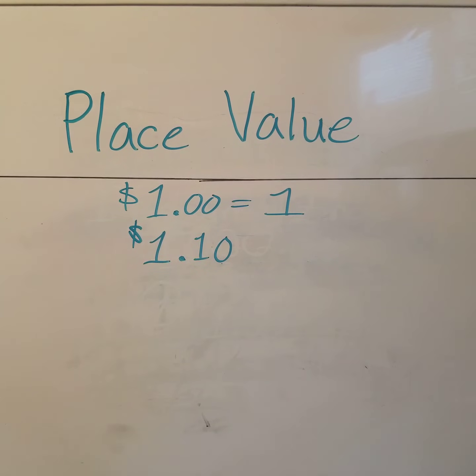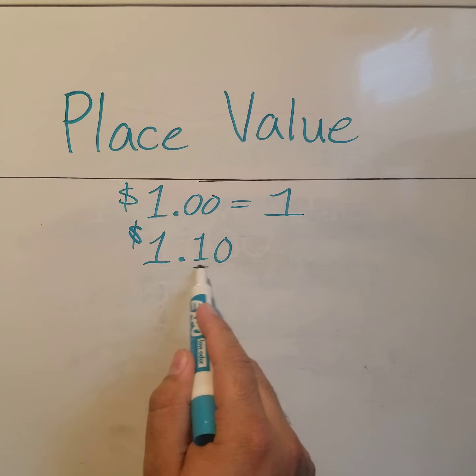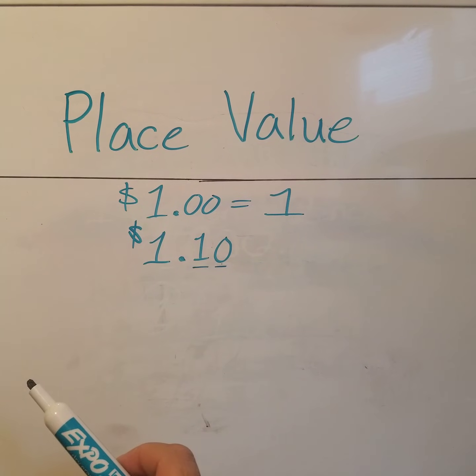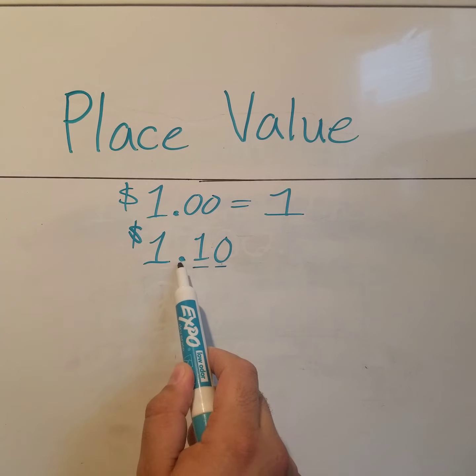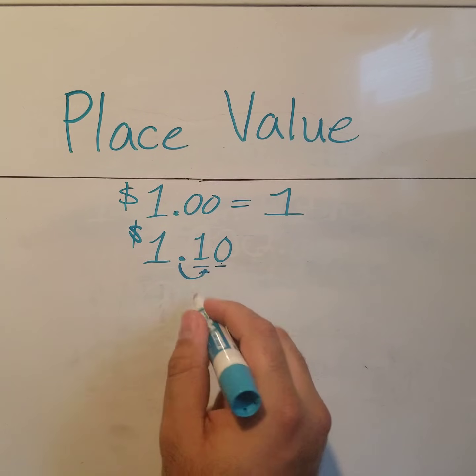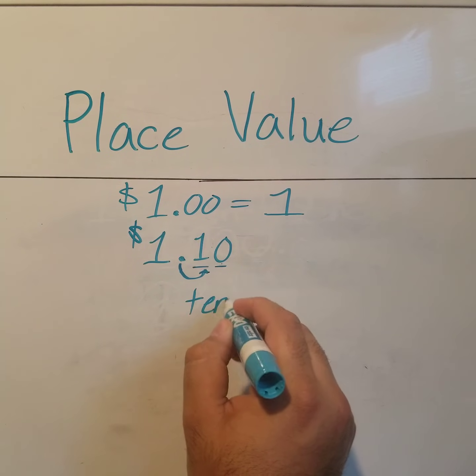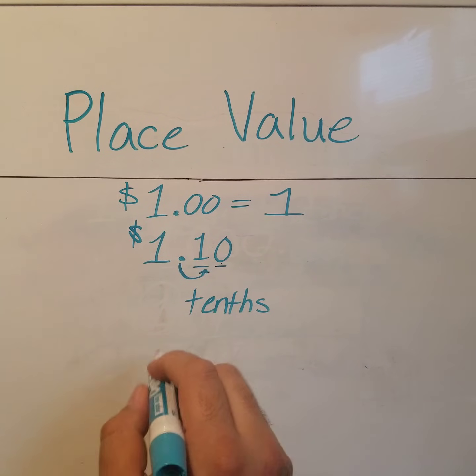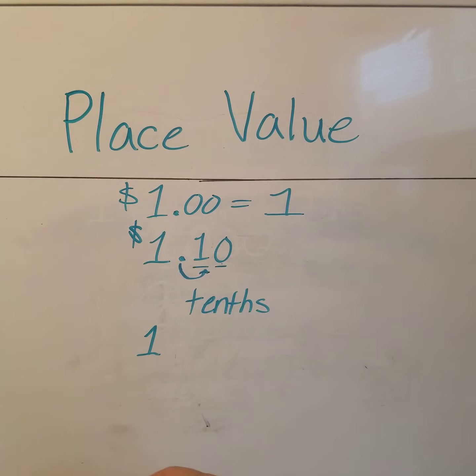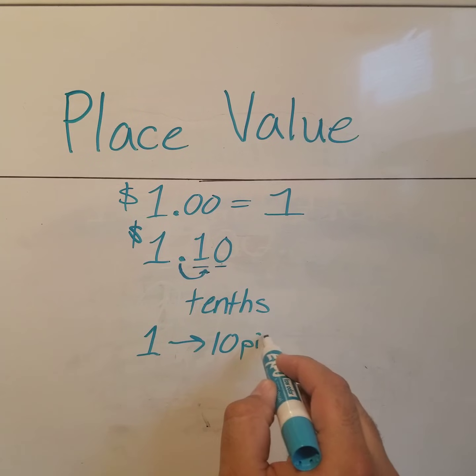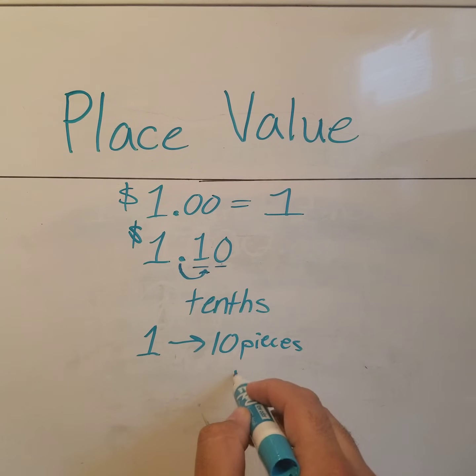Now, if I were to say 1.10, or $1.10, let's look at the meaning of the 1 and the 0 that comes after the decimal point. The position one space over from the decimal is called your tenths spot. So what this means is that when we take a whole number 1, it's broken down into 10 pieces, or 10 parts.